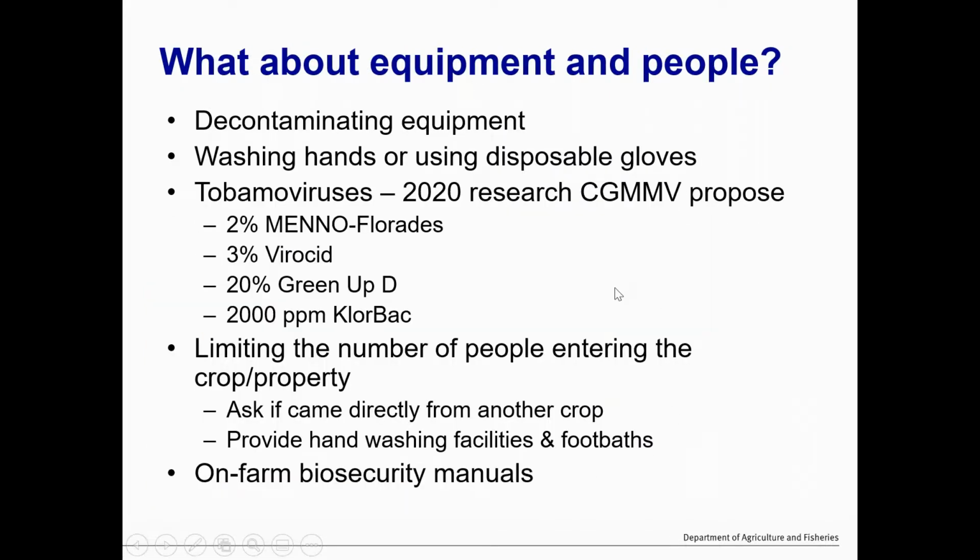How do you manage equipment and people? Decontaminating is really useful, washing hands obviously, or gloves. There was a paper out last year on CGMMV in the US. These products are registered in the US. I'm not sure what's registered here, but they did show really good efficacy to decontaminate equipment in particular. So if these work on CGMMV, they will most likely work on the other tobamoviruses. Limit the number of people entering the crop and think about on-farm biosecurity manuals.